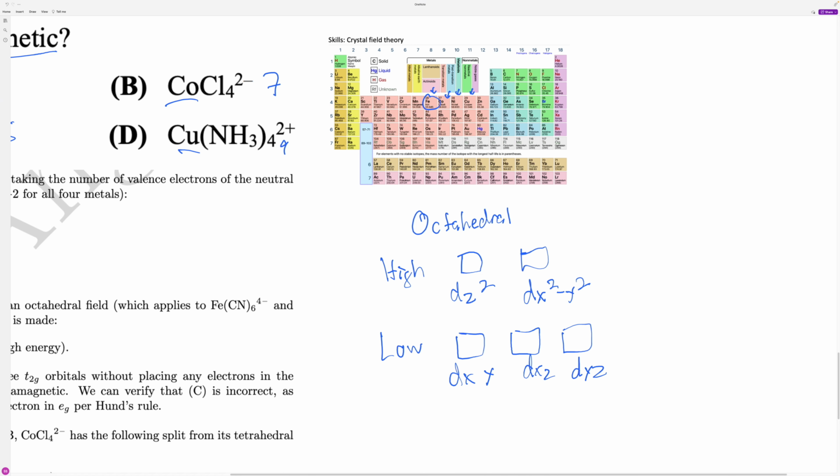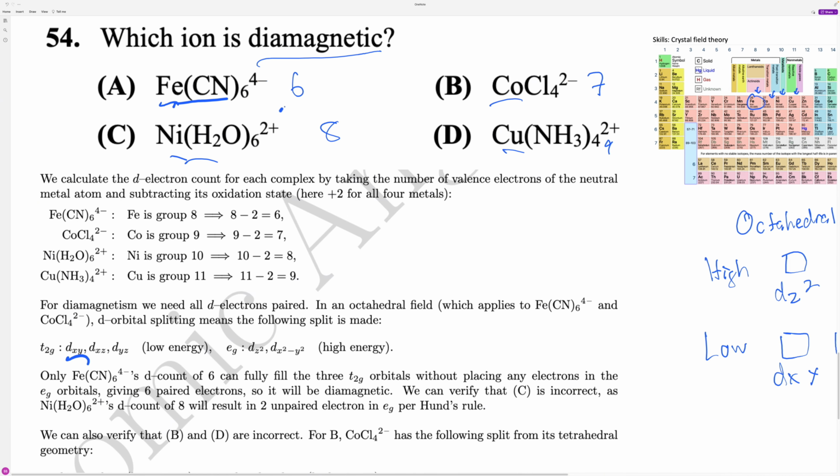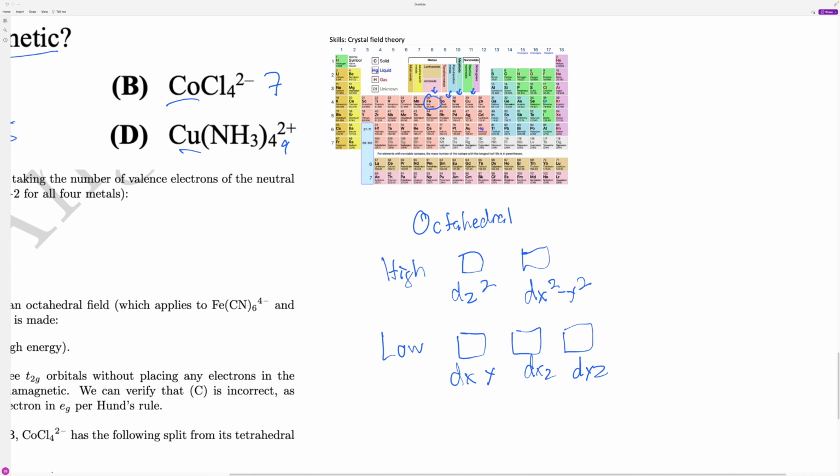Okay, and we know that iron's d count is 6. So we're just going to go through and put the electrons in the orbitals. There's two rules you have to follow. The first is that the electrons will fill from low energy to high energy. And then the second is Hund's rule, so they'll each fill one orbital first before doubling up. So let's go ahead and apply that. And we can see that all the electrons are paired in the low energy orbitals, and there's none in the high energy orbitals.